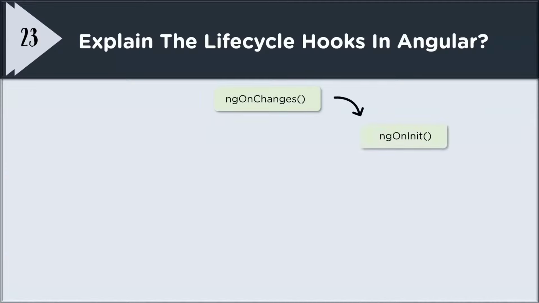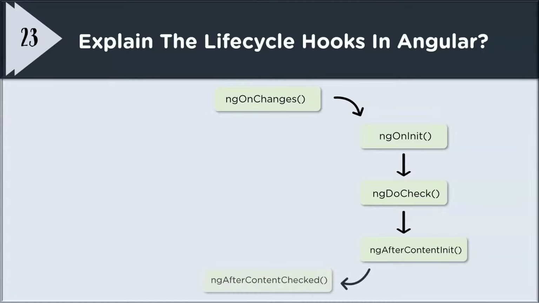ngOnInit is a hook that initializes the directive or a component after Angular first displays the data-bound properties and sets the component's input properties. ngDoCheck detects and acts upon the changes that Angular can't or won't detect on its own. ngAfterContentInit responds after Angular projects external content into the component's view. ngAfterContentChecked responds after Angular checks the content projected into the component.